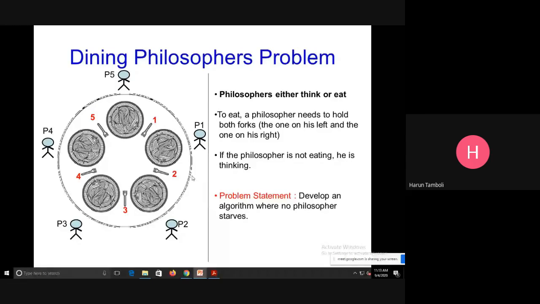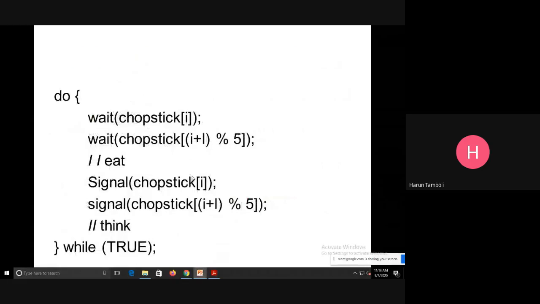So you need to design an algorithm that works in such a way that no philosopher is starved, and every philosopher gets access to the chopsticks and can eat the food. You have to design such an algorithm.